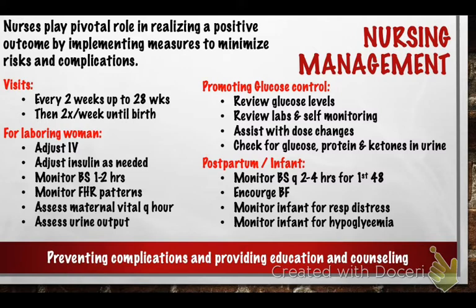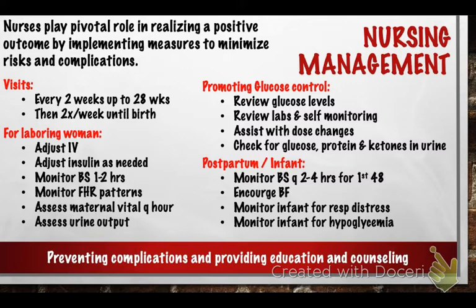Promoting optimal glucose control. Again, we want to review her glucose log. We want to look at her labs, see her results. If she's on insulin, see if we need to change the doses. If we see that her fasting is higher, and maybe we need to change her nighttime dose, those kind of things. We want to obtain a urine specimen to check for glucose and for protein and ketones. And again, we want to ask her about any hypoglycemic episodes. Has she had any times where she felt like her blood sugar dropped suddenly? Or if she's on insulin, did she not eat enough to bring her insulin down?